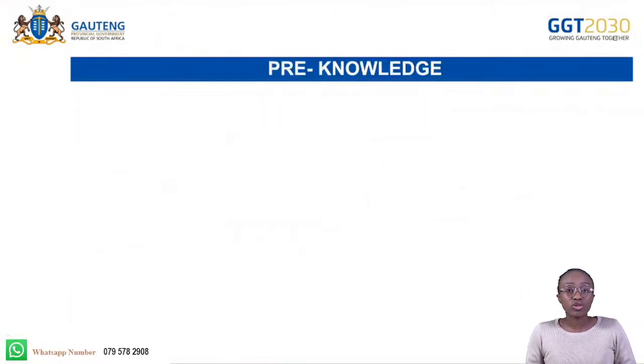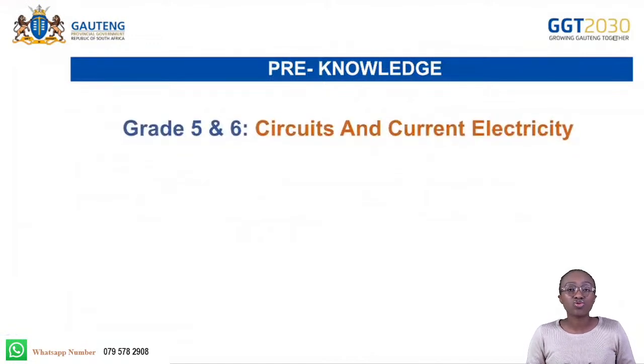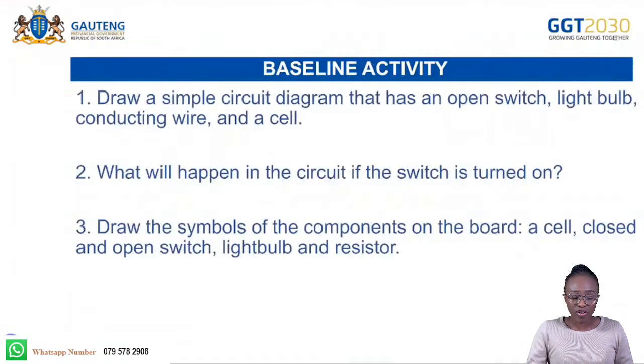Now, pre-knowledge. What did we learn before today? In grade 5 and in grade 6, you were introduced to circuits and current electricity. So we're building from there. We're adding more knowledge from what we learned back in grade 5 and 6.